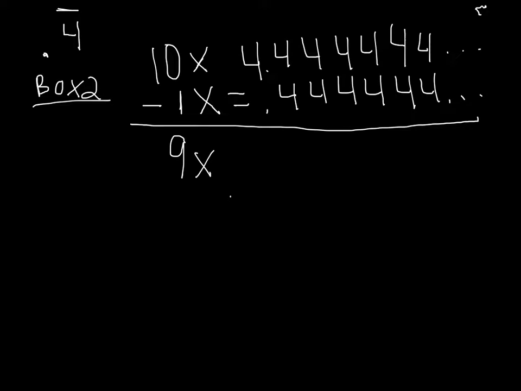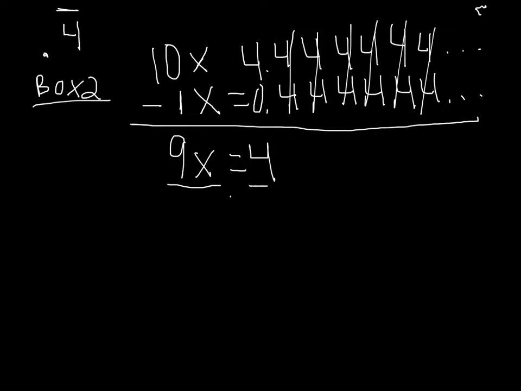Okay? And now I'm going to subtract here. Now, remember, this is 0.4444, I guess this is. So 4 minus 0 is 4. When I subtract this, 4 minus 4 is going to cancel out. All of these will cancel out. And we're left with 9x equals 4. So I'm going to divide both sides by 9 in this equation, because we had 9x equals 4. Divide both sides by 9. These cancel. And we get x equals 4/9.